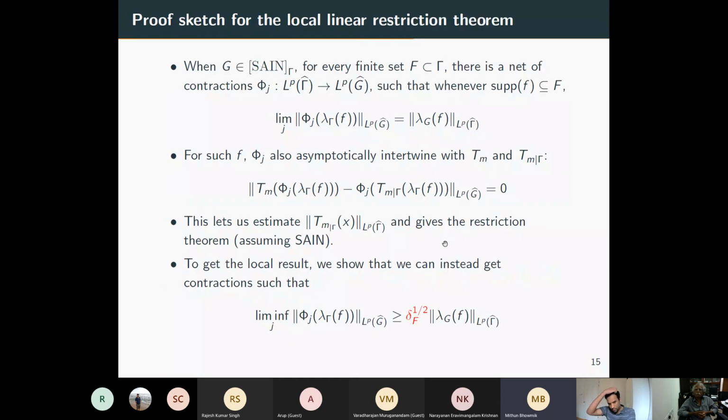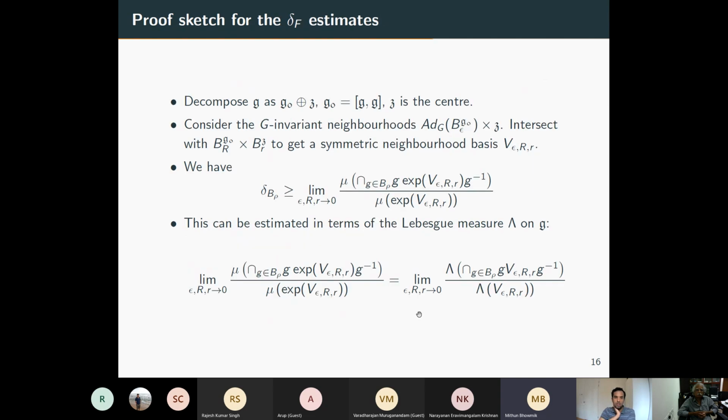Okay, there's of course more which goes into actually getting these, but I'm not going to go into that. So yeah, in order to get the estimates for these delta f, really the idea is to get suitable neighborhood basis of the identity, and to do so, we start at the level of the Lie algebra.